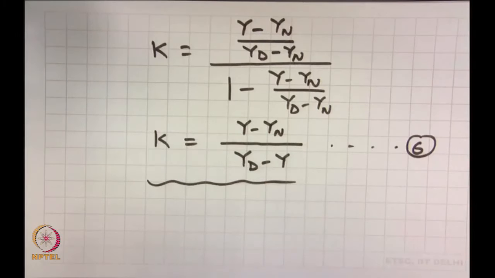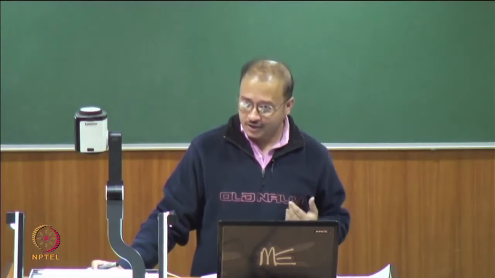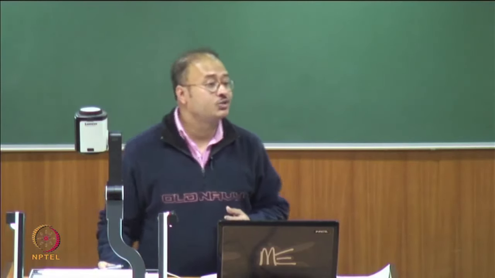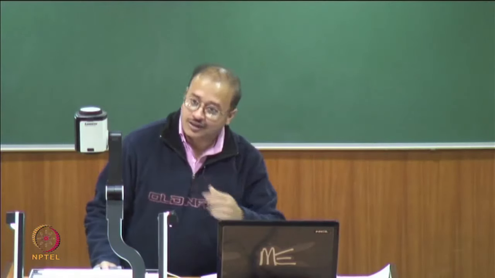See, again it makes sense, right. What was your equilibrium constant? Equilibrium constant was essentially f of d by f of n. What is y minus y n? It is the amount by which you have moved out from the native state, right. And what is y d minus y? Y d minus y is the difference between the denatured and the y, that means the amount you have moved away from the denatured state. So, which is essentially f d over f of n.